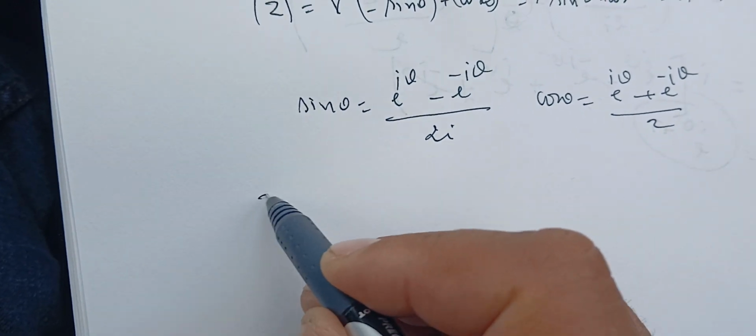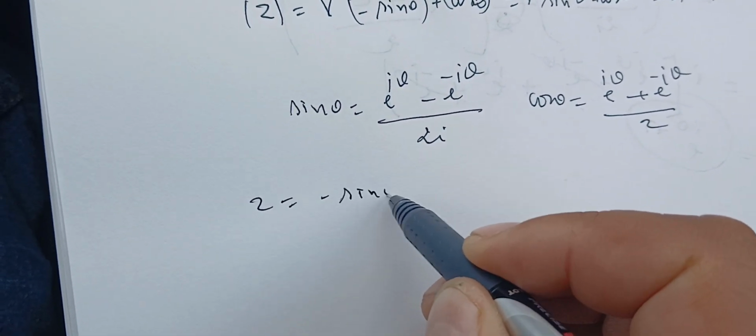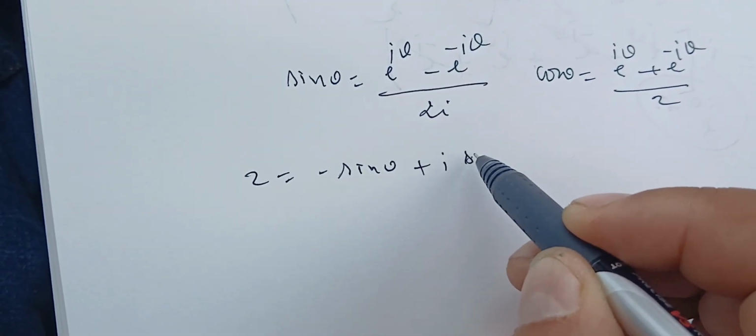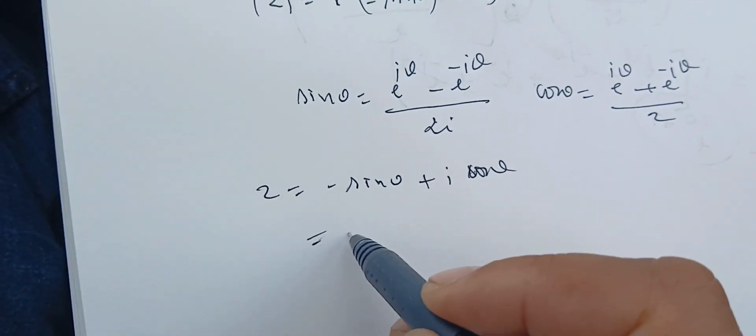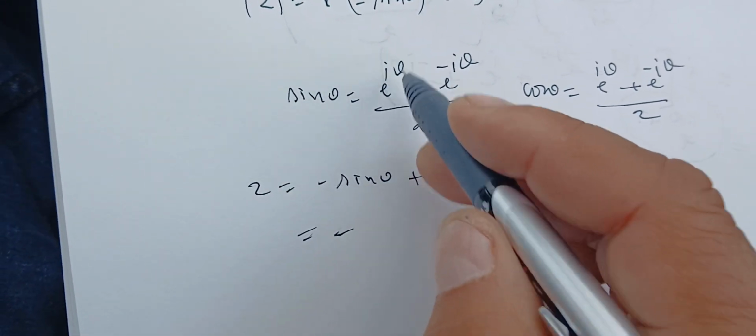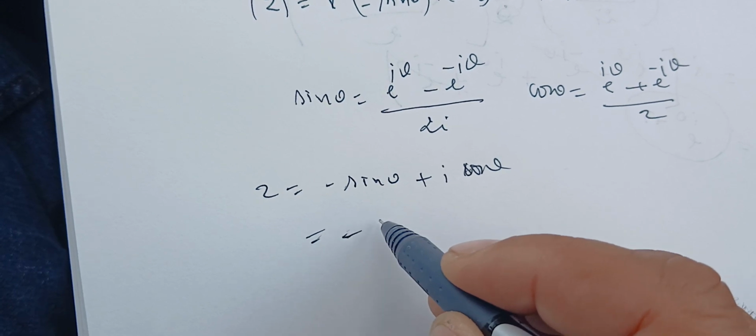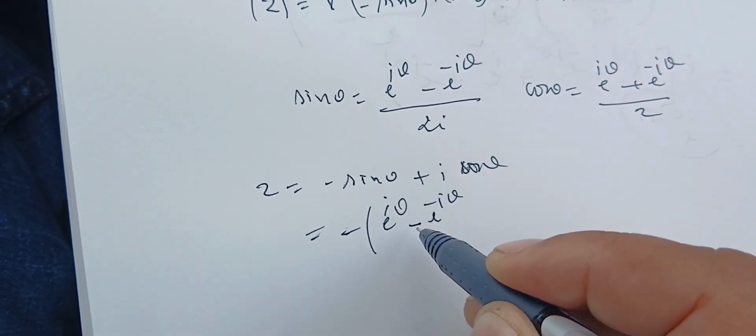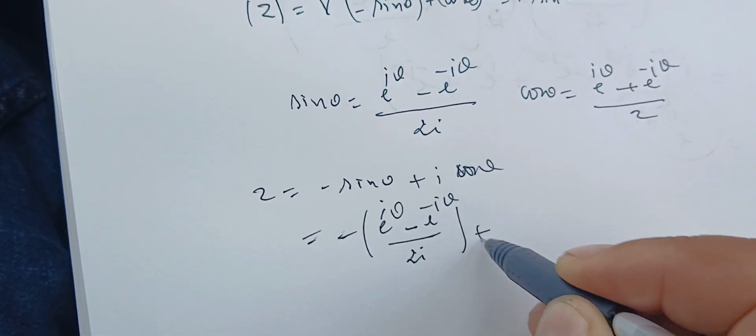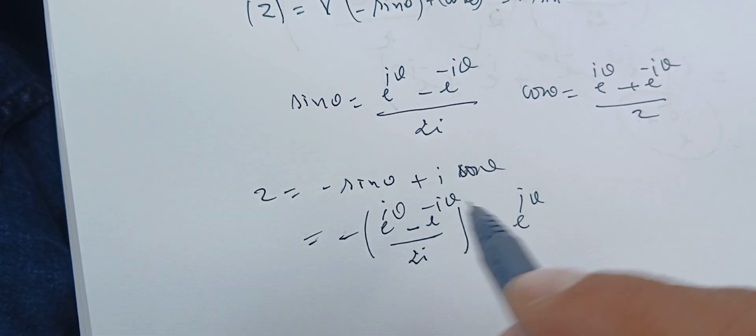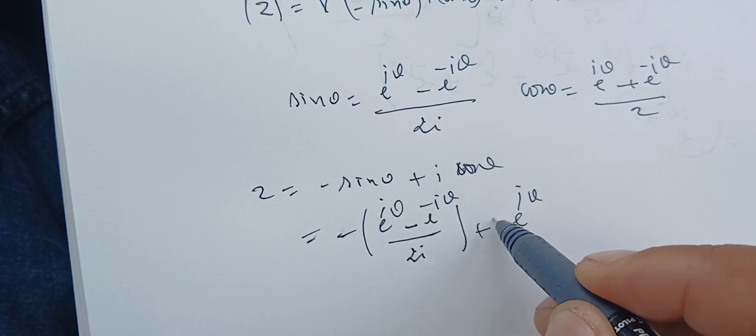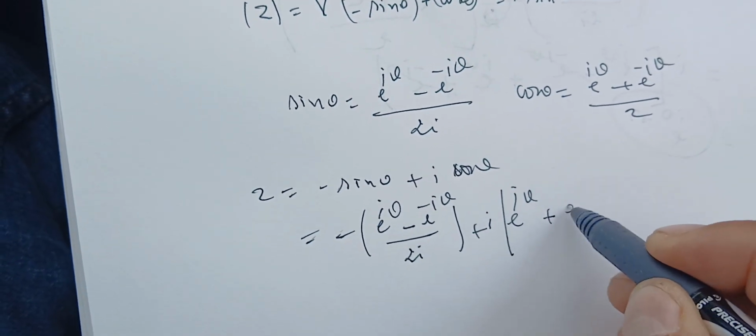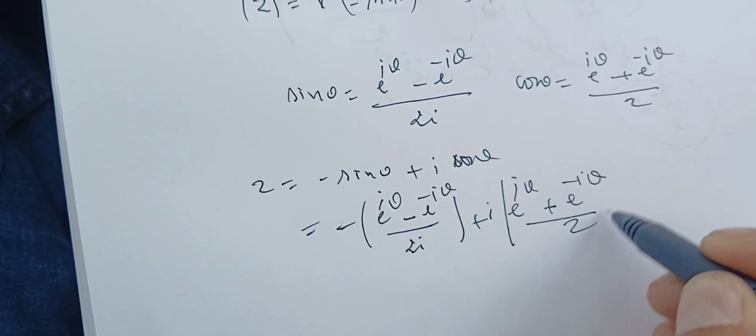Okay, so z is minus sine theta plus i cosine theta. So the first thing is minus, e to i theta minus e to minus i theta over 2i, plus e to i theta. Don't forget the i. Okay, very important. Plus e to minus i theta over 2.